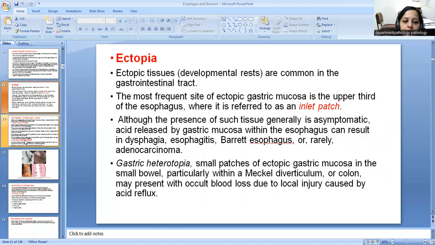Now the ectopia. Ectopic tissues or developmental rests are common in the gastrointestinal tract. The most frequent site of ectopic gastric mucosa is the upper third of the esophagus, where it is referred to as the inlet patch. Although the presence of such tissue is generally asymptomatic, acid released by gastric mucosa within the esophagus can result in dysphagia, esophagitis, Barrett's esophagus, or rarely adenocarcinoma. Gastric heterotopia.